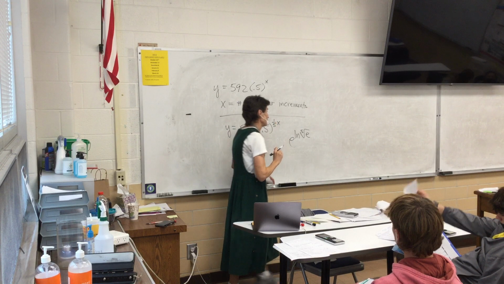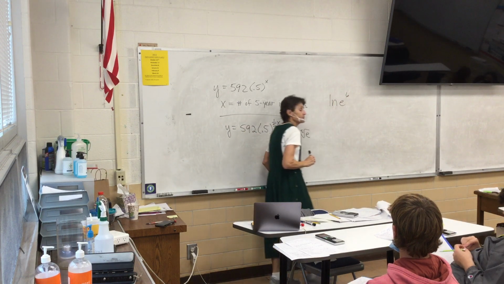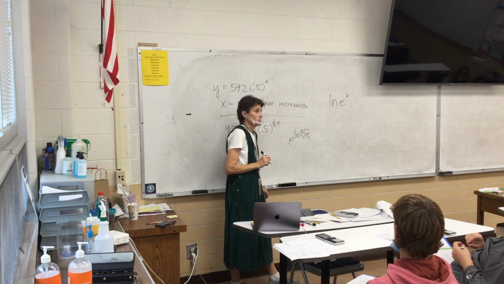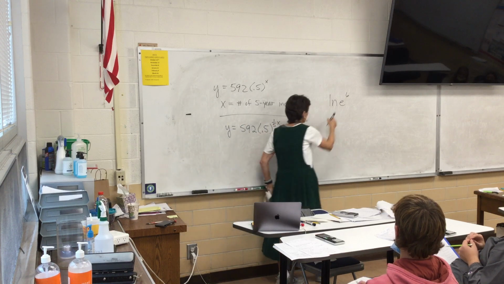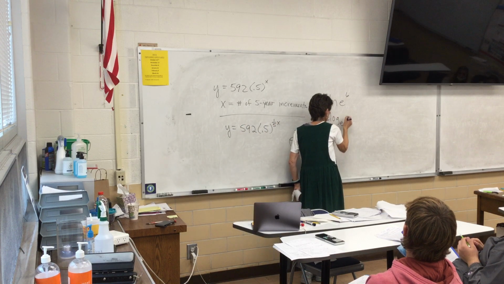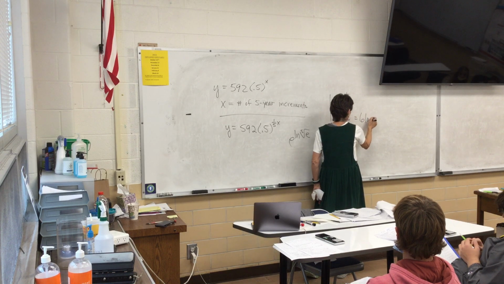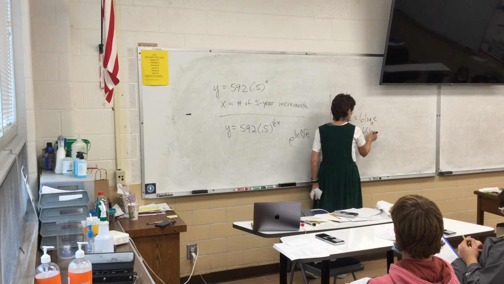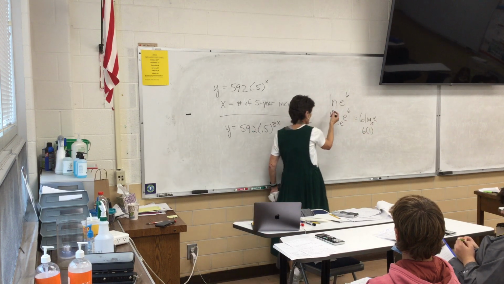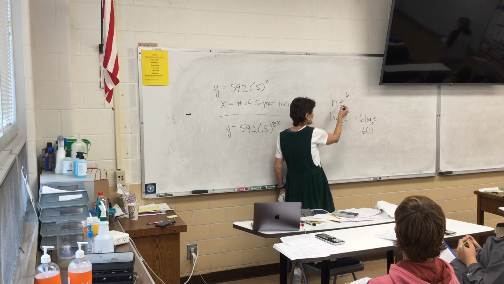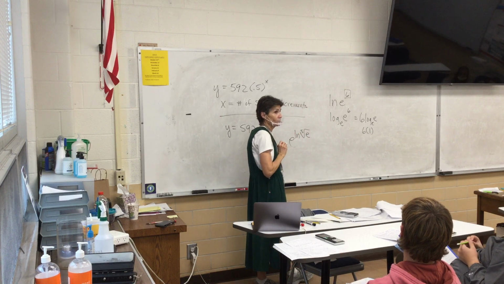Now, what if our problem were ln e to the 6th? What is that? That would be 6, because this is the log base e of e to the 6th. That is 6 log base e of e, and log base e of e is 1. So, in an expression, when you're taking ln e to a power, the answer is the power.